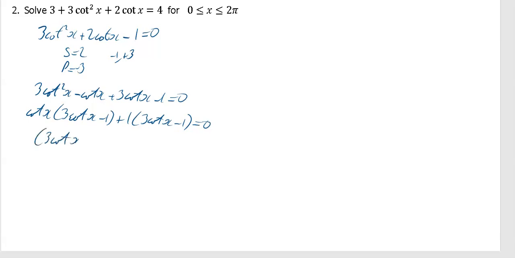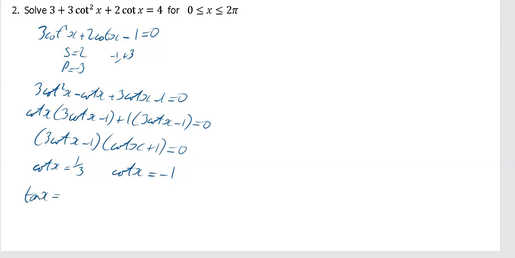So that's 3 cot x minus 1 times cot x plus 1 is equal to 0, which means the first bracket is equal to 0, so cot x is equal to 1/3, or else the second bracket is equal to 0, which means cot x is equal to minus 1. Notice in your calculator you do not have a cot function, but you have a tan function. So convert these back to tan. So tan x would be equal to 3, or tan x would be equal to minus 1.